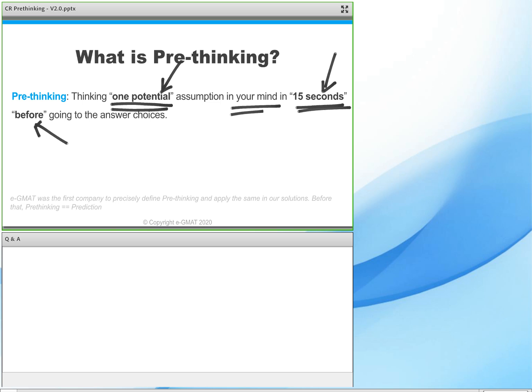There's another group of experts who actually go on the other side and say pre-thinking is like black magic. It is not black magic. It's a process which pretty much everyone can master if you put your brain to it. And it helps you get difficult questions right. It helps you save time on the test.